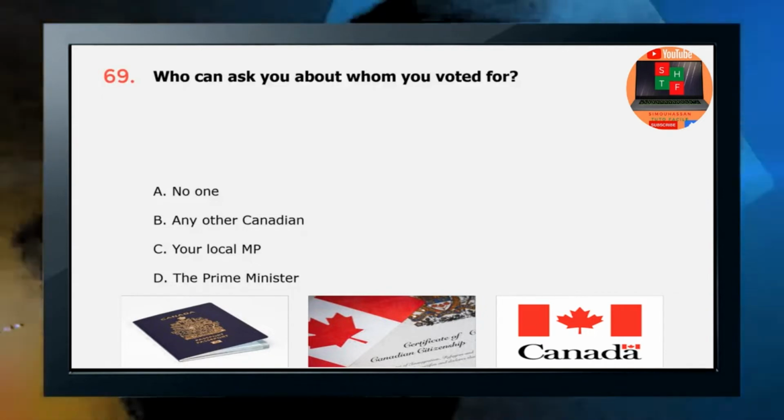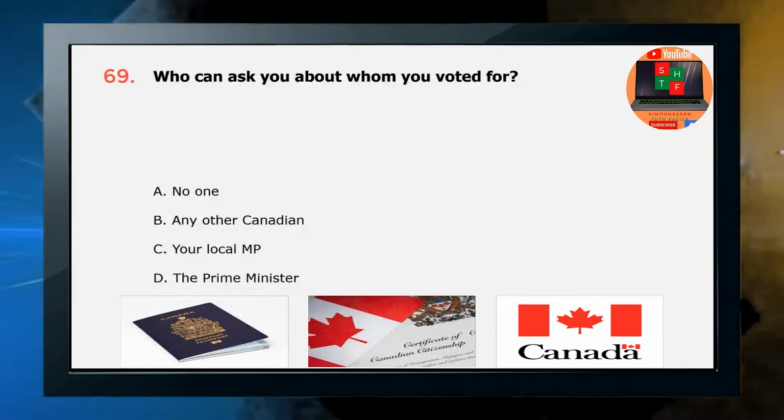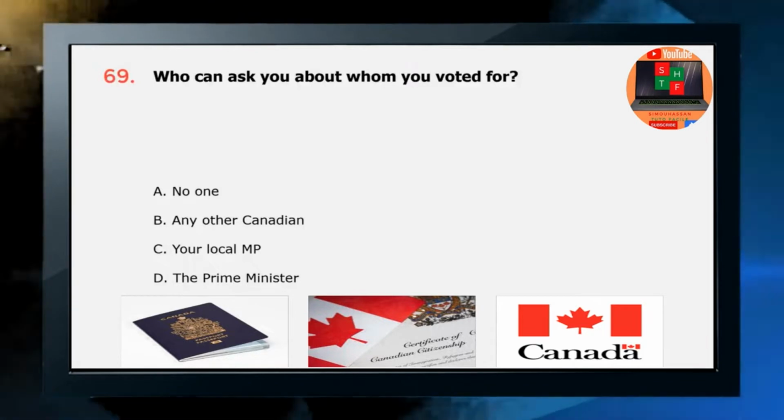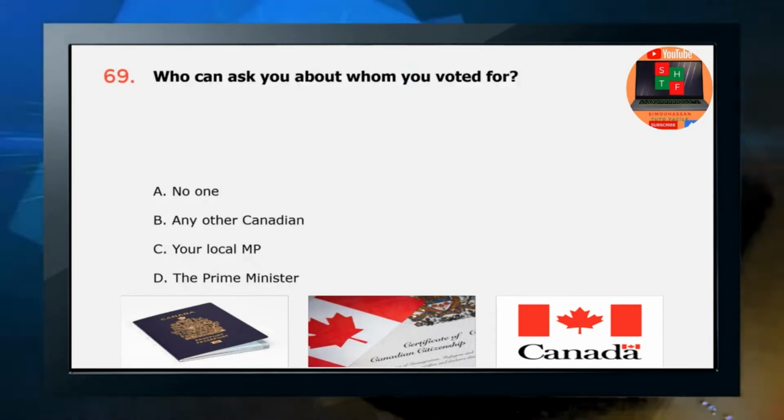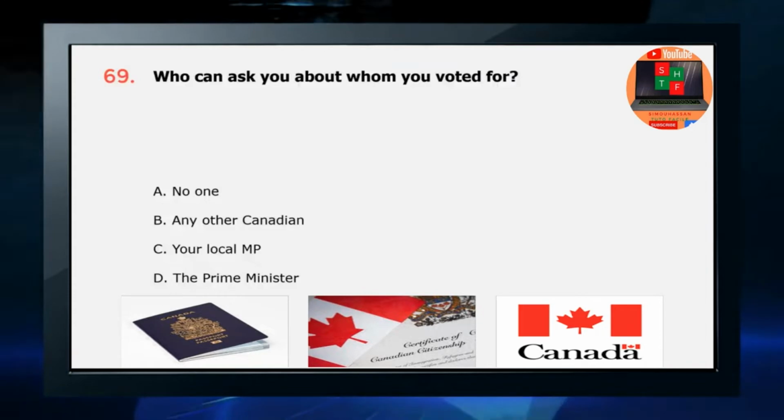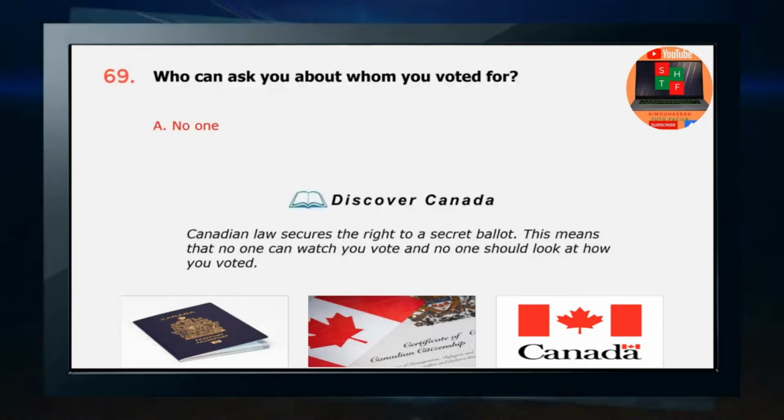Question 69. Who can ask you about whom you voted for? A. No one. B. Any other Canadian. C. Your local MP. D. The Prime Minister. The answer is A. No one.